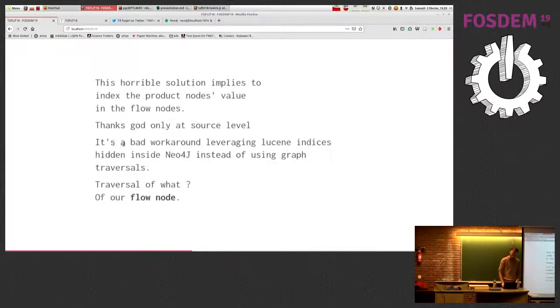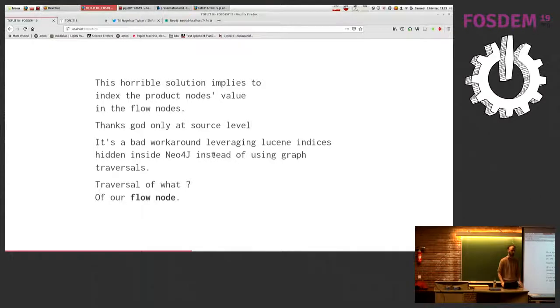So this not that good solution implies to index the product names, the node products value inside the flow nodes, which means that I just use indices in the nodes, to not have to do the traversal. Okay, that's only at the source level, but still, that's an issue. And it's a bad workaround, as I just said, leveraging Lucene indices hidden inside Neo4j instead of using graph traversals. That's not good. And the problem was what?